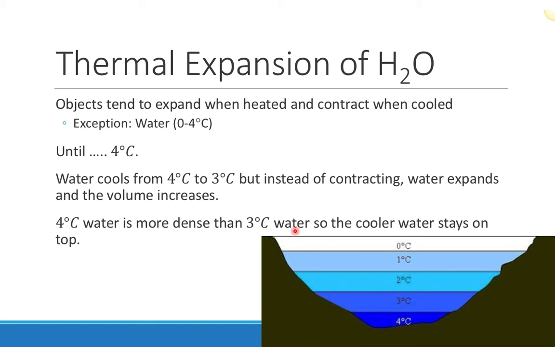So ice forms on the top of the lake or the pond and not at the bottom. If water behaved normally, the temperature at the bottom would be 0, then 1, then 2, then 3, and then 4, but it's behaving weird between 4 and 0 degrees Celsius. So this allows ice to form on the top of a lake or a pond rather than at the bottom. It allows the water down here to not freeze, which allows aquatic life to actually survive during the winter.